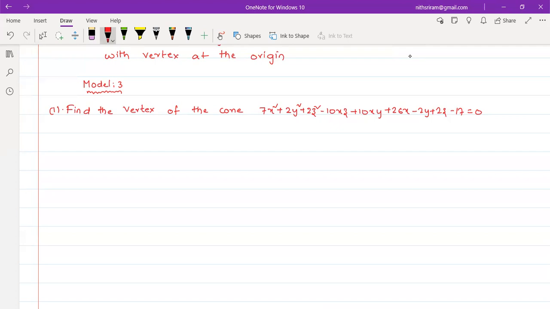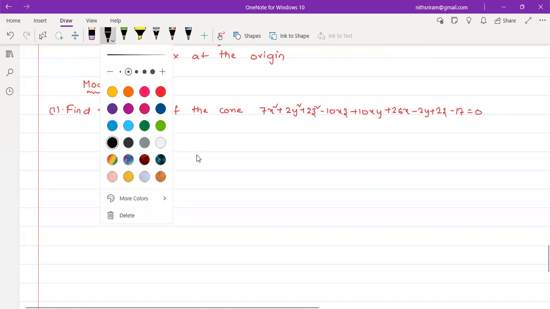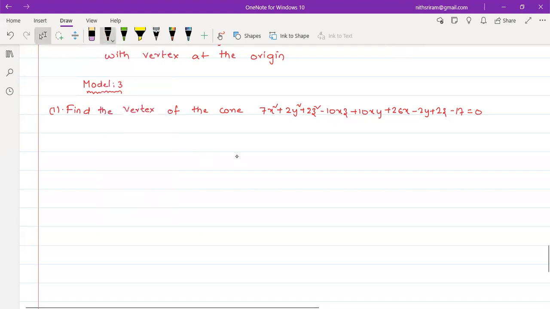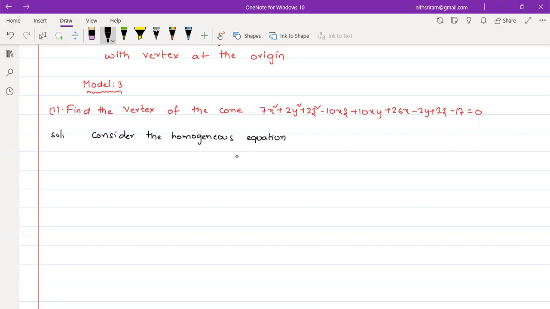Right. So coming to the solution, here we have to find the vertex of the cone. For this, we have to consider the homogeneous equation, that is f of x comma y comma z comma t. So we have to introduce t also.